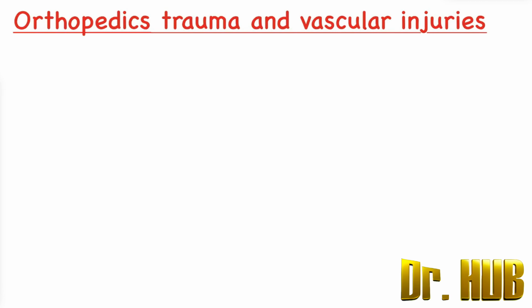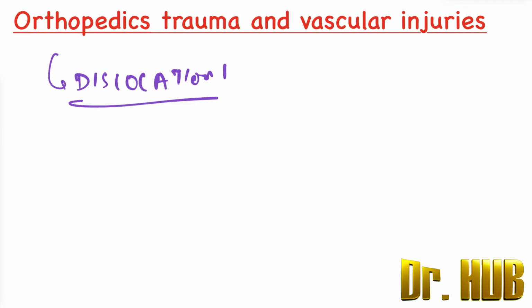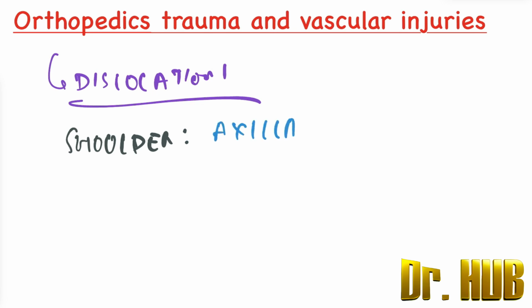Today we look at orthopedic trauma and the associated vascular injuries. First we look at dislocations. In terms of shoulder dislocation, what is the vessel involved? In shoulder dislocation, the vessel involved is the axillary.